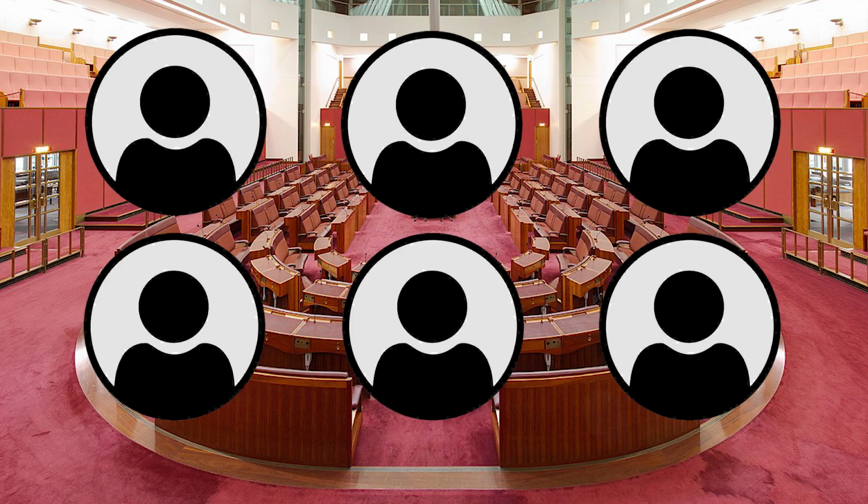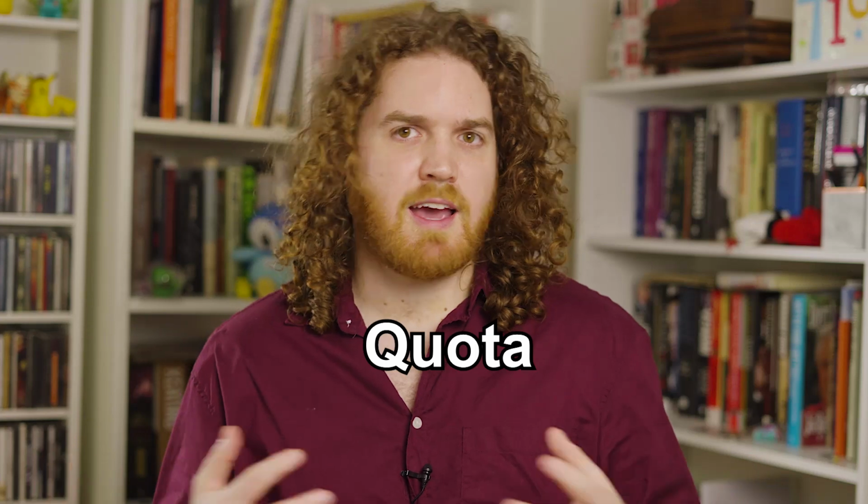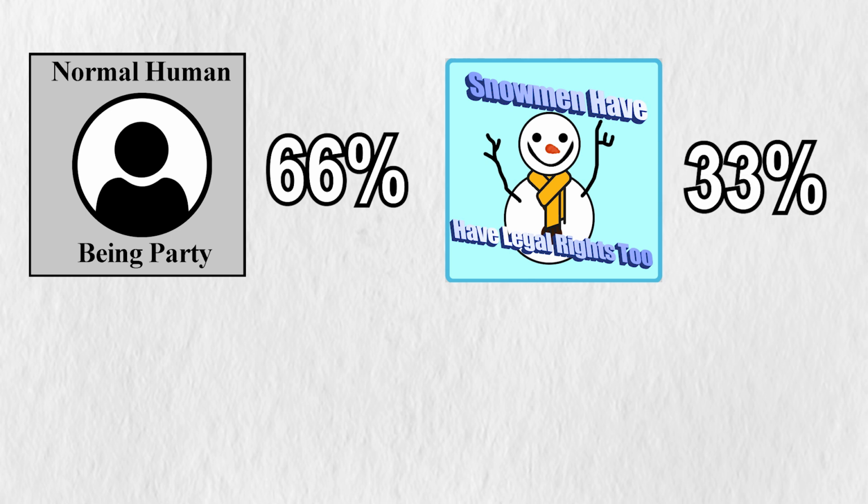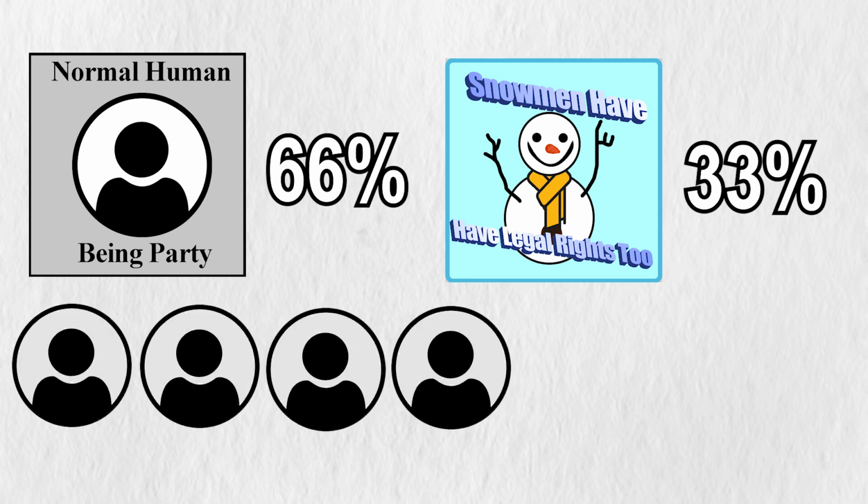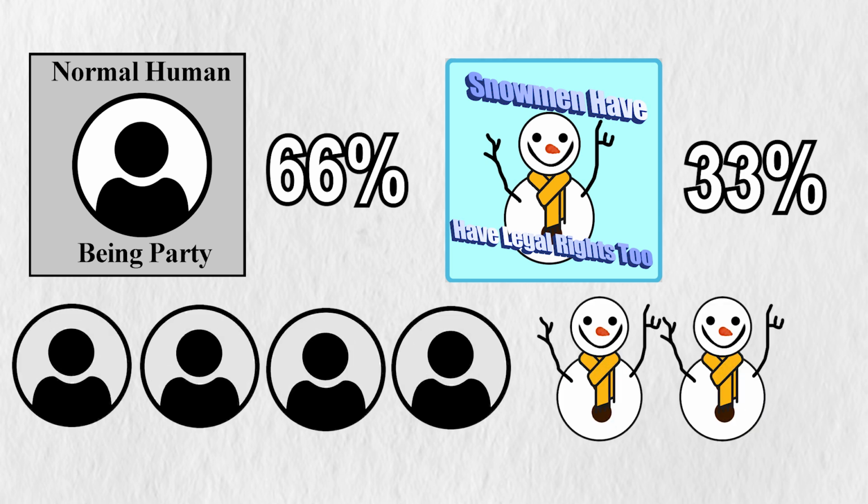Let's compare with a regular Senate election, where there are 6 seats available for each state. So to win, a candidate needs a quota, a percentage of those votes. Oversimplifying it again, let's pretend there are only 2 political parties, and each put forward 6 candidates. If the Normal Human Being Party gets 66% of the votes, and Snowmen Have Legal Rights Too Party gets 33%, well, then we can see how we'd get a proportional result of 4 normal human beings and 2 snowmen elected. The results now look a lot more reflective of what the electorate actually wanted to vote for.